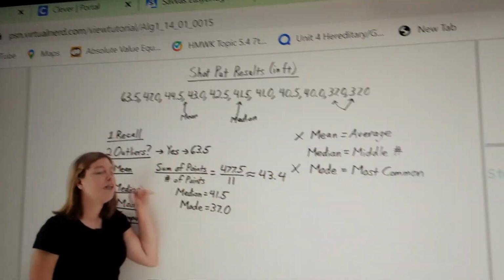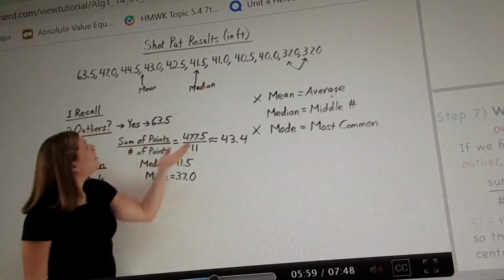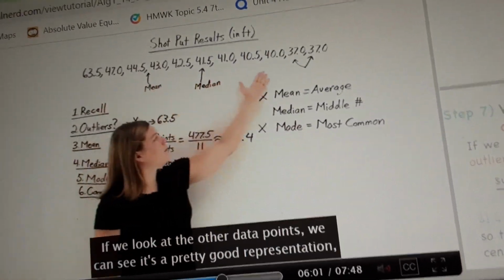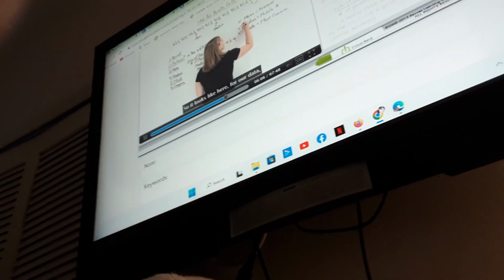Now, what about the median? Well, the median, again, is that middle number, 41.5. If we look at the other data points, you can see that's a pretty good representation or summary of the rest of the data. So it looks like here, for our data, the median is the best measure of central tendency. But what if we didn't have that outlier?